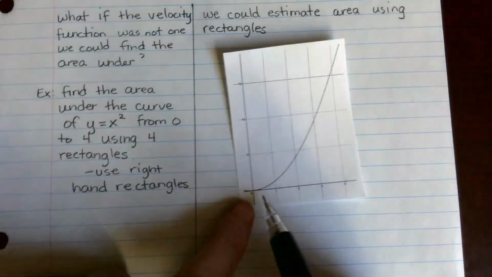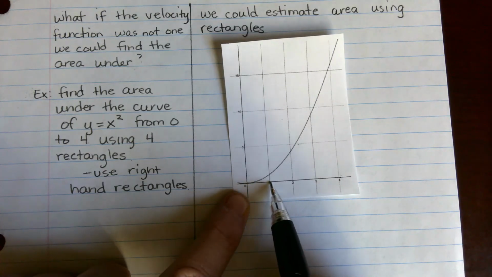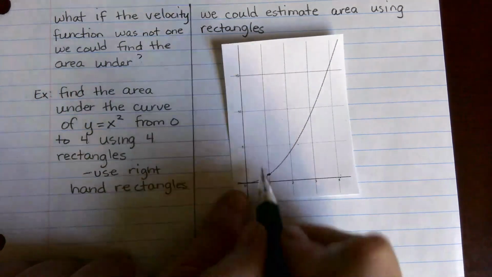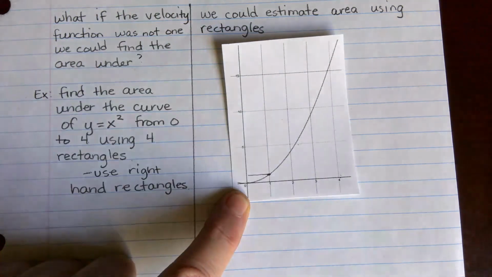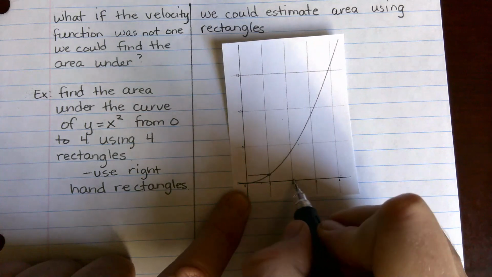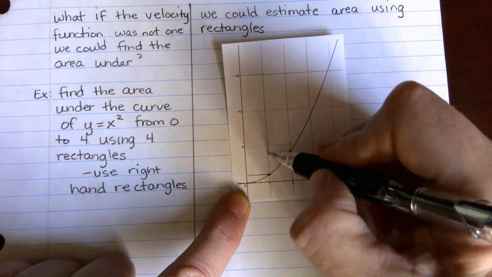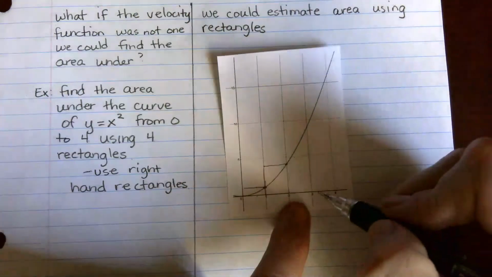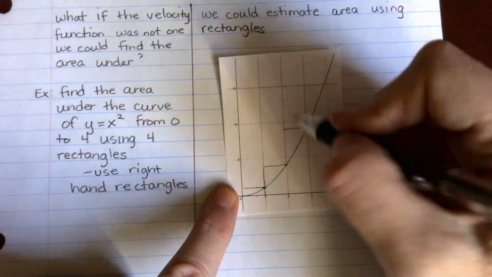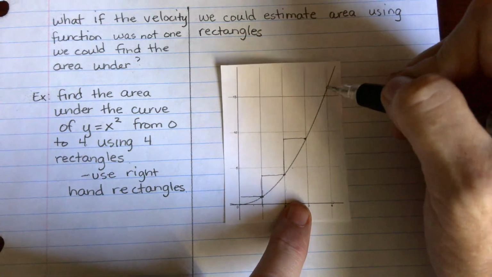So this is what you do. If it's a right hand one, you don't start at 0, you go all the way over to the right. So we're going to start at 1. I'm going to go right up to the graph, and then I'm going to try to make this perpendicular to that line. Then I'm going to go over to 2, come up to the graph, draw that over, and there's my other rectangle. From 3, I'm going to go up to the graph, go to the left, there's the other rectangle, and from 4, I'm going to go up to the graph.